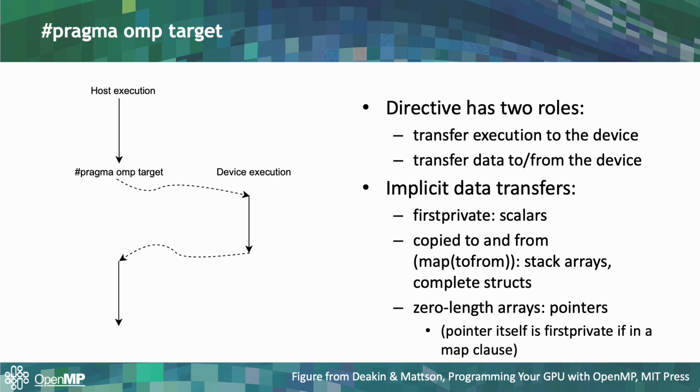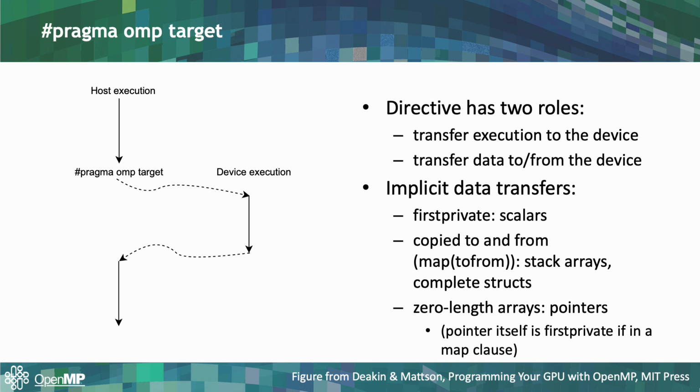So this compiler directive, pragma omp target, really has two roles. The first thing it does is transfer execution from the host to the device. This means your program starts running on the host, and when that thread encounters the target directive, a target task is created and execution is transferred to the device, which then runs the code within the structured block that follows that target directive.